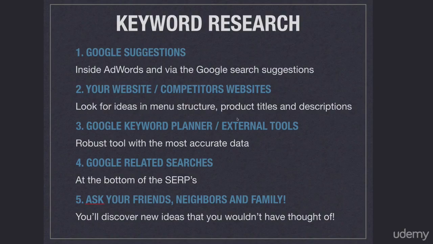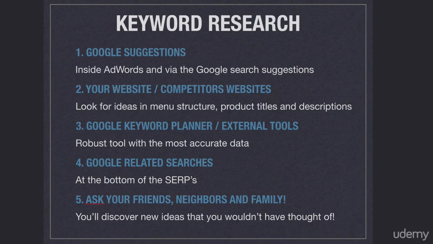So here we have the 5 primary ways that we do keyword research today. Number 1 is Google suggestions, and you might have seen a glimpse of that on the previous screen. There are 2 different places to get Google's automatic suggestions. One is inside AdWords, and the other one is via Google search suggestions. We'll take a look at both of those in a minute.